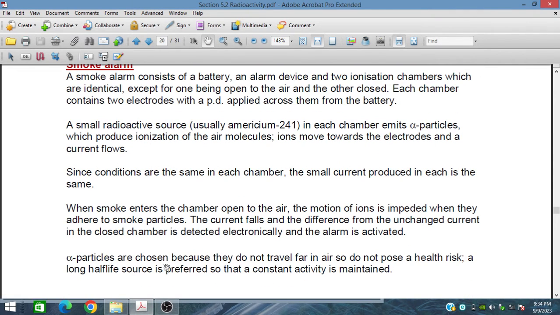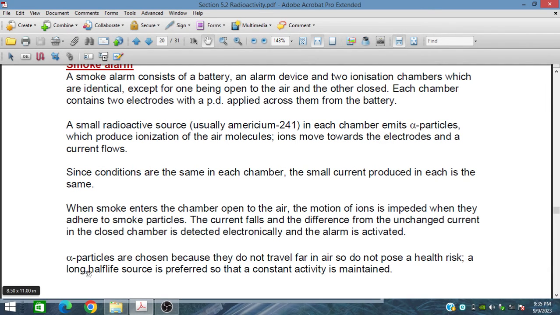So alpha particles are chosen because they do not travel far in air. Why is this alpha particle chosen, why is Americium-241 chosen? Because they do not travel far in air, so they do not pose a health risk. Its penetration in air is very low, hardly a few centimeters. It cannot even cross our dead skin.